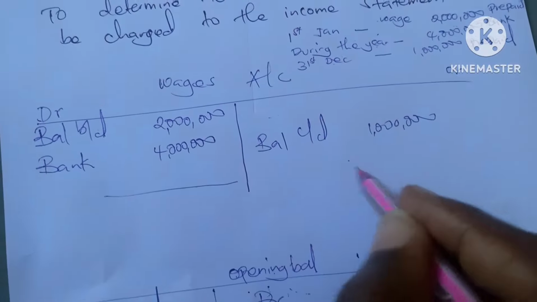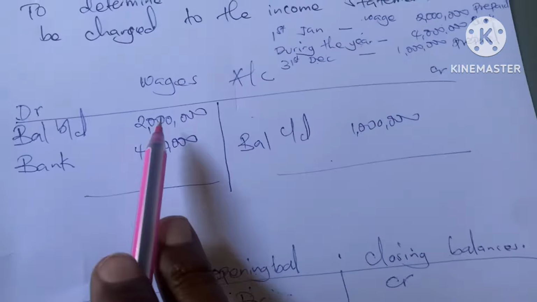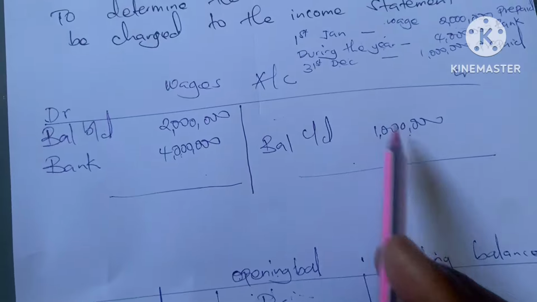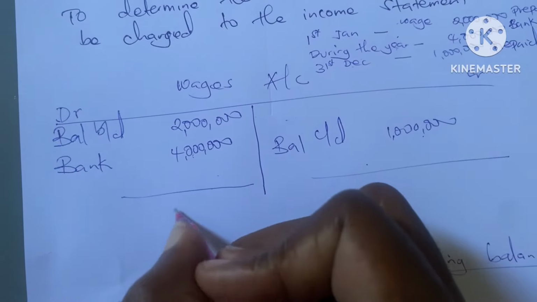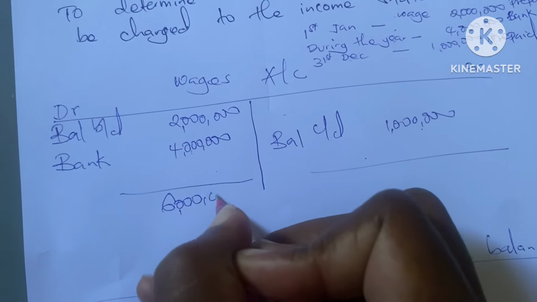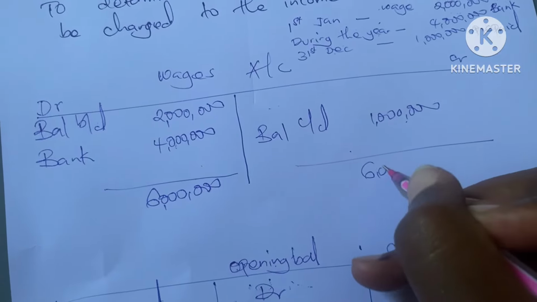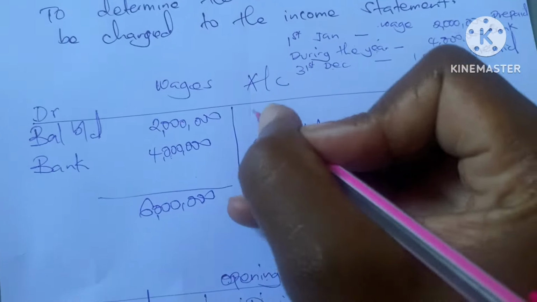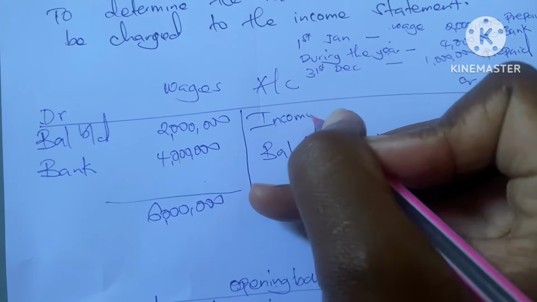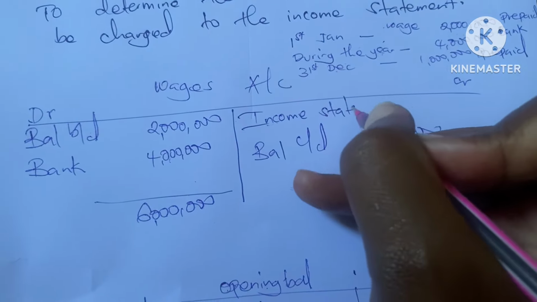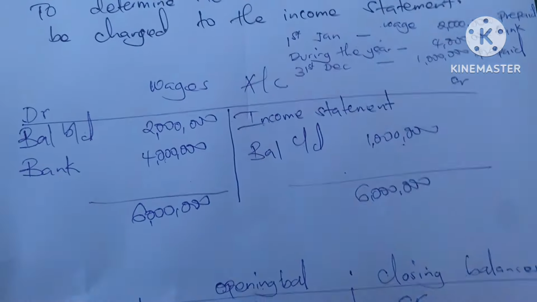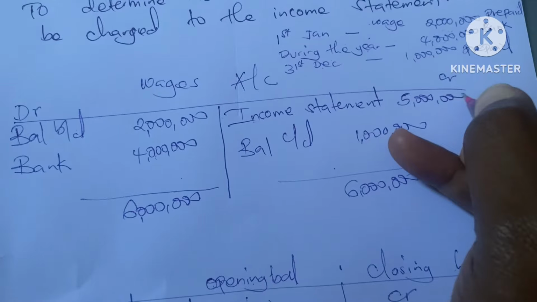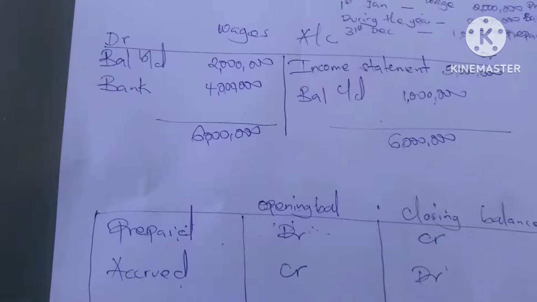Then we balance off. This plus this, it is 6M. Then this is 1M. This side is greater than this. So we put the greater figure on both sides, 6M, then 6M. So 6M minus 1M, what you get is the figure that you put in the income statement under expenses. So it is 5M. That is how we prepare the expenses account.